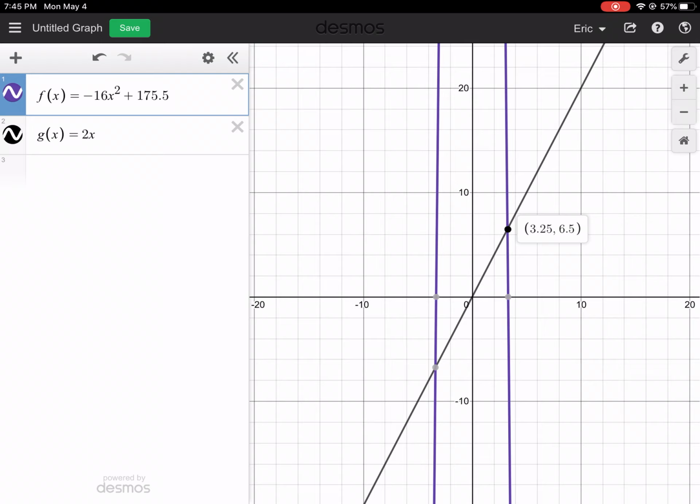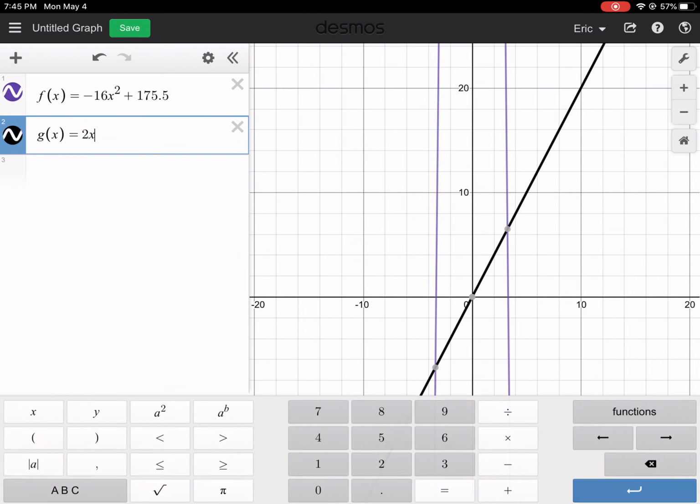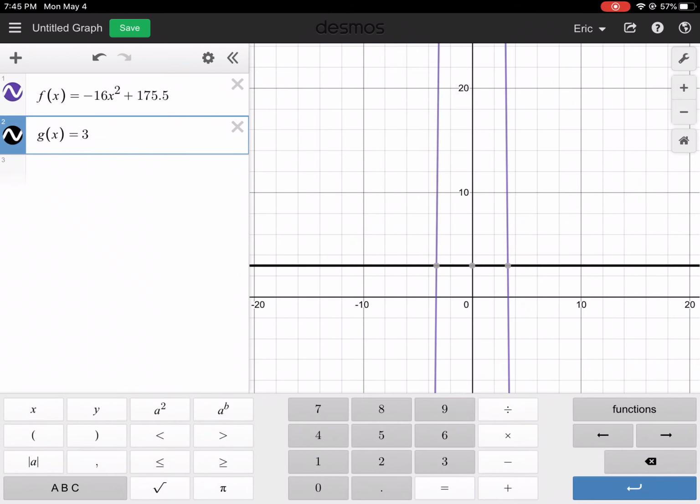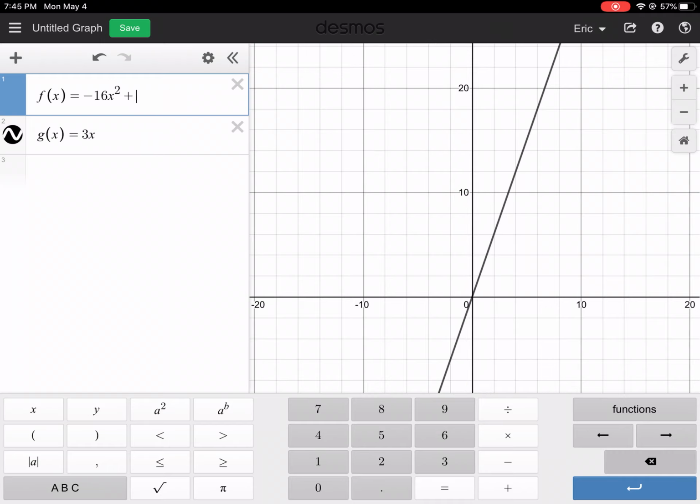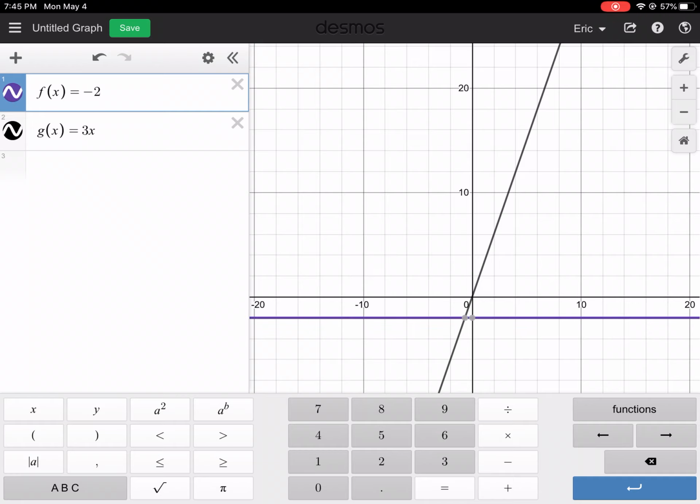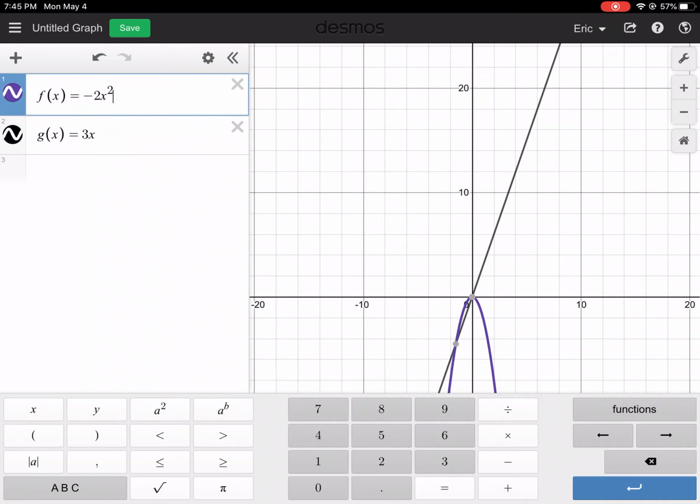On number 7, it says a window washer is ascending on the side of a building that's 520 feet tall at a rate of 3 feet per second. So it has both of your equations. So we'll go g of x equals 3x. And the next equation is y equals negative 2x squared plus 520.